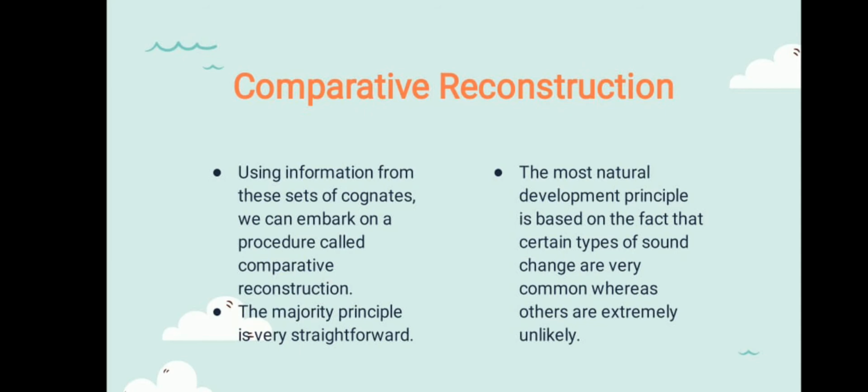The most natural development principle is based on the fact that certain types of sound change are very common whereas others are extremely unlikely. The direction of change described in each case, 1 to 4, has been commonly observed, but the reverse has not. 1. Final vowels often disappear. For example, vino to vin.